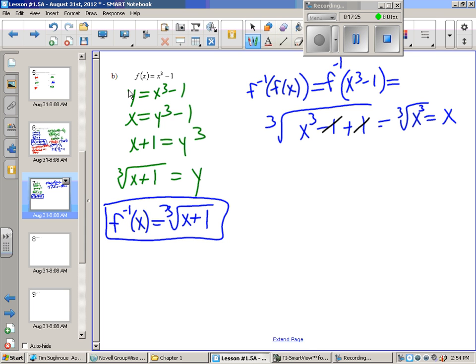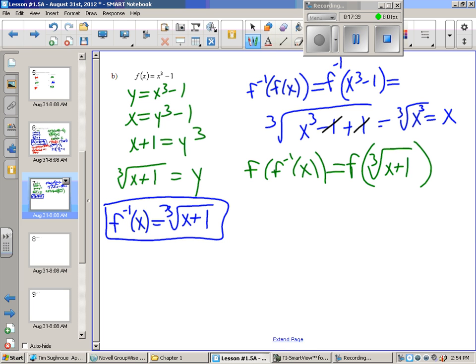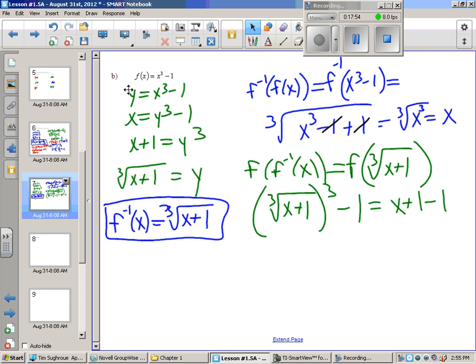The composite here, f of f -1 of x: take x, plug it into the inverse function, which is the cube root of x plus 1. Now, plug that into the f function. The f function says take whatever comes in, cube it, and subtract 1, which is x plus 1 minus 1. Cancel.